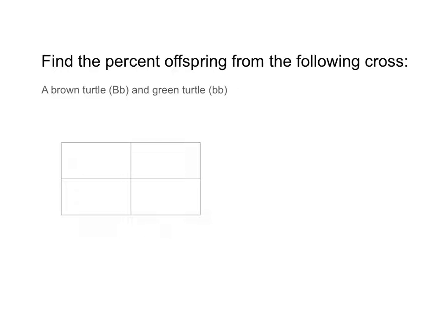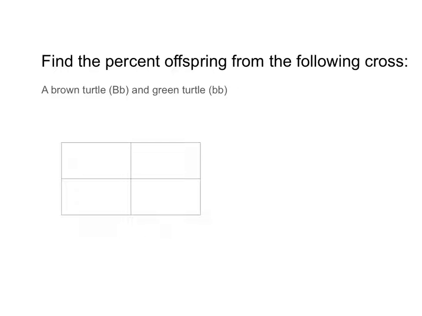Now we're going to use B as the color, and you'll notice that one of these letters is capitalized. This indicates that it is the dominant color. So brown is dominant over the green. And because the brown colored turtle has a capital and a lowercase letter, this is known as the heterozygous condition. For the green turtle, they are both lowercase, so this is called homozygous recessive.